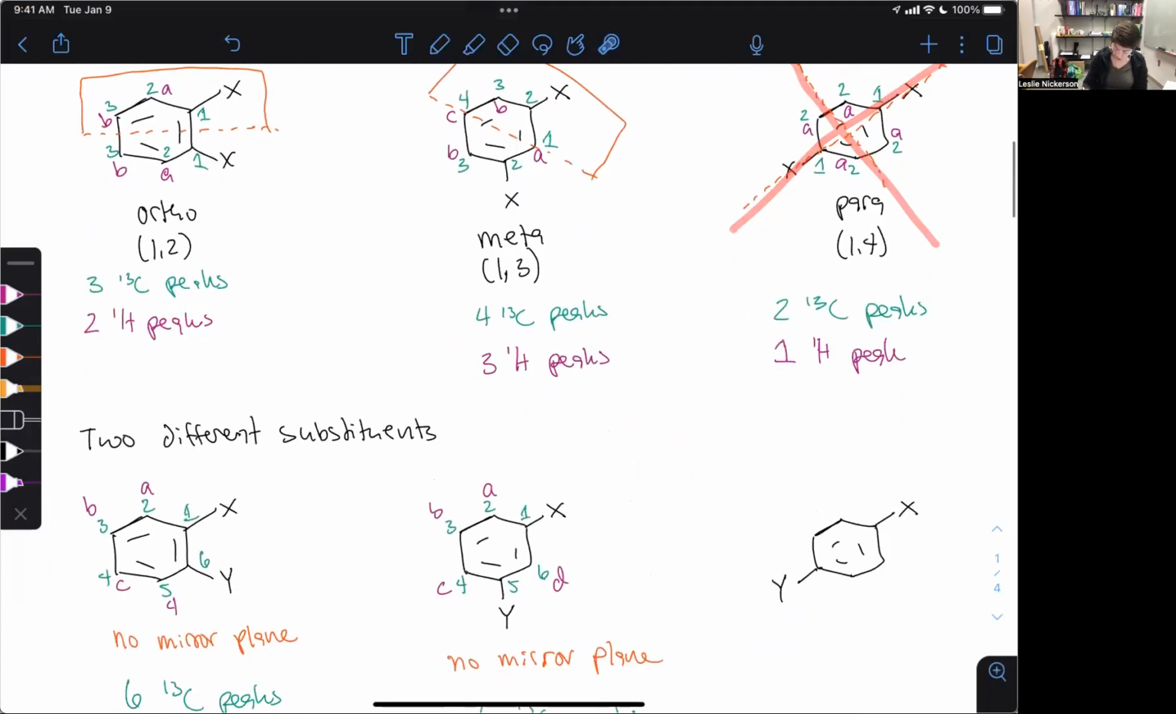Okay, so if I'm looking at this one, oops, that was not where I intended to do that. So right here, I don't have my X and my Y mirroring each other, right? They do not match up. So I certainly don't have this one anymore. That's gone. But I still have that mirror plane if I just cut the X and the Y in half. So let's go ahead and draw that in.